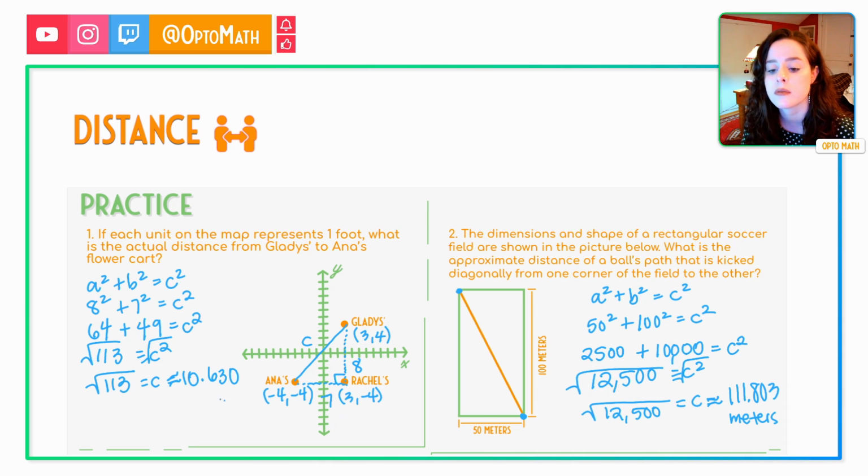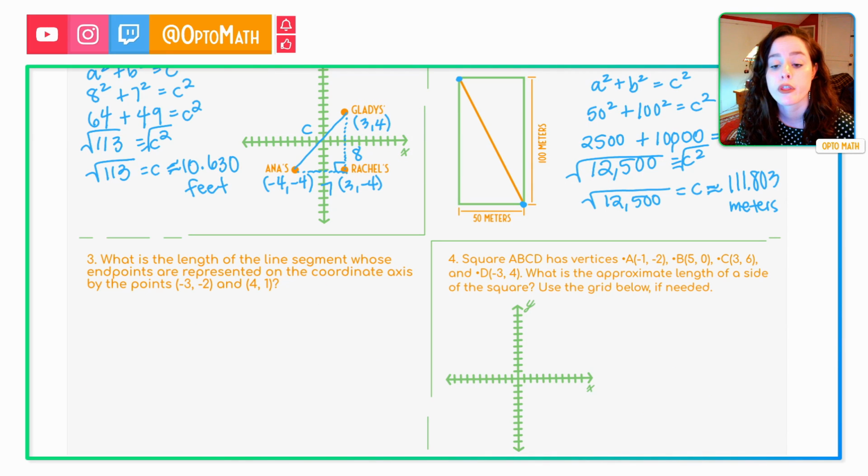And we forgot to do the units over here on number 1. Let's fix that. So this is in feet. So remember, it says each unit on the map represents 1 foot. So that's going to be in feet. Don't forget units. Don't be like me. Don't forget units. Let's look at number 3.